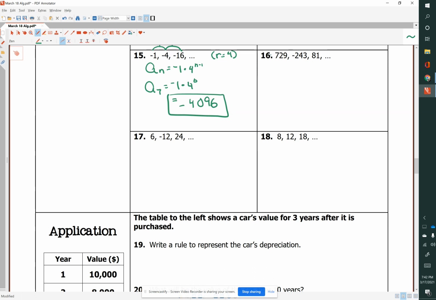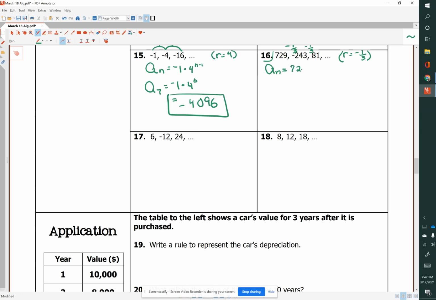Number 16. So let's see. Definitely dividing by a fraction, and I think if you divide 729 by -243, you're going to get -1/3. And if you divide -243 by 81, you will get -1/3. So our ratio is -1/3.